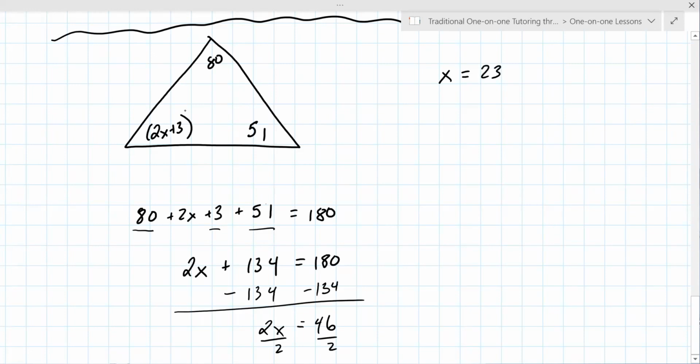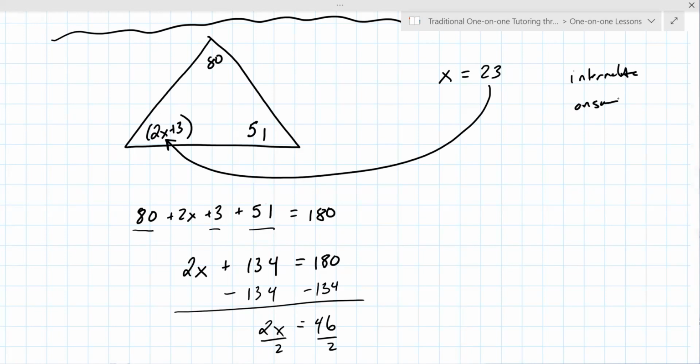Is 23 the angle measure here? Meaning, is this exactly x? And the answer is no. You have to take this 23 and put it back in. So this is what's called an intermediate answer. It's like a checkpoint in a video game. You're not done, but you're on your way to being done. Sometimes you have to take this x value and put it back into the equation or equations that you've been using.